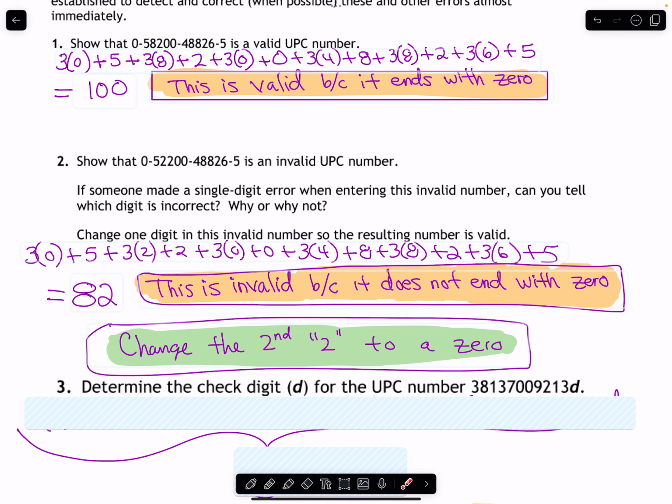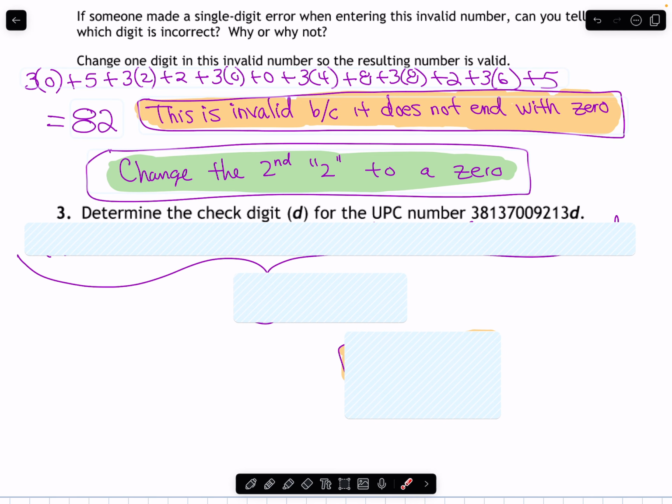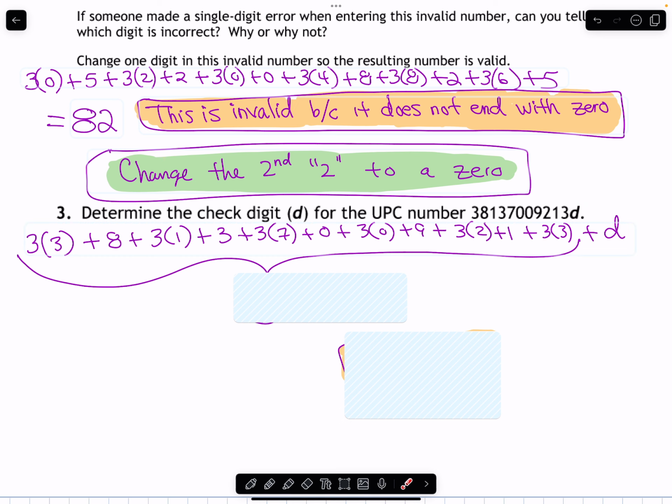All right. Number 3, determine the check digit D for the UPC number with all of these digits, and then you see the little D on the end. So the D is unknown, and they're asking us to find the value of D to make it valid. Okay, so let's start the process. What's the first number? 3, so that gets multiplied by 3. The next number is 8, so that gets added as it is.